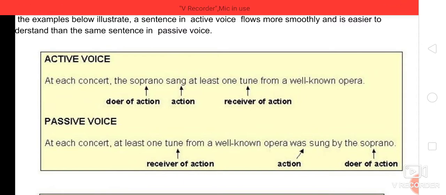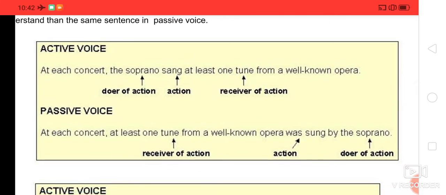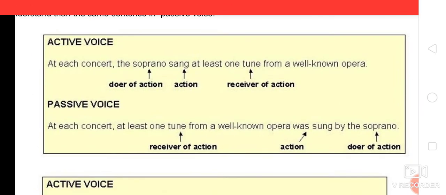Later on the action changes its form along with the auxiliary verb, and the subject becomes what? The receiver. The subject becomes the receiver in the passive voice. So see there, "at each concert" remains the same. So here you are going to add the receiver of action in the active voice, that is "at least one tune". And then the second thing is "by the soprano": the doer of action in the active voice is followed by the preposition "by", and the middle space is filled by the changed form of the verb, right?